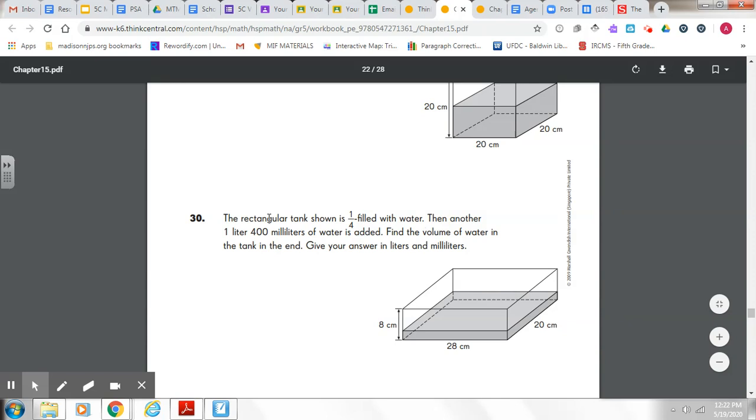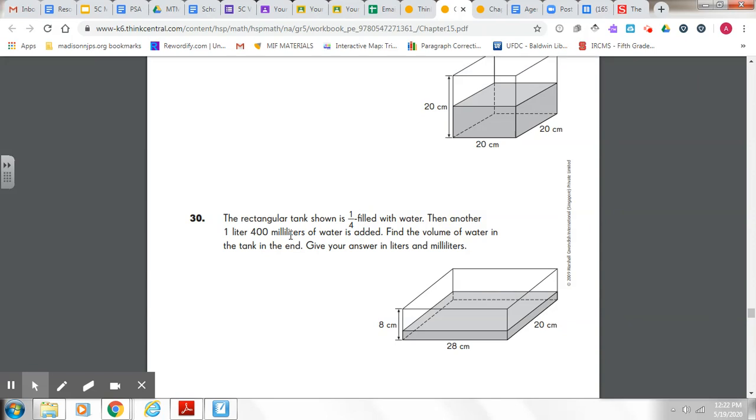The second question we're going to take a look at today is a rectangular tank that is 1/4 of the way full with water. So it's not filled 8 centimeters high. It's only filled 1/4 of the way. Then we're going to take that volume and add 1 liter, 400 milliliters. So think about what that's going to look like in terms of milliliters, because the answer you get when you multiply 20 by 28 by whatever your height is for the water, you're probably going to get cubic centimeters or milliliters for that answer. So you want to add 1 liter, 400 milliliters to that particular answer.